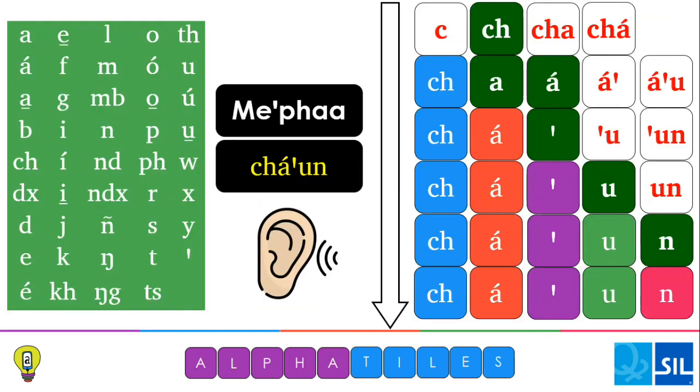Okay, so in this video we learned about the Alpha Tiles word parser, and we learned about a couple unique situations that come up related to sequence ambiguity and multifunction symbols.